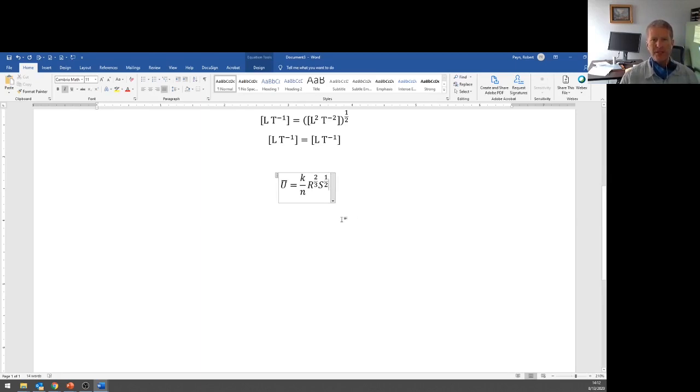So that's Manning's equation. Again, the idea here is to go through a dimensional analysis. That K is going to be dimensionless, so we can put in square brackets and put a 1 there. That N is also dimensionless. Put in a 1 there. That radius, and I'm going to leave that power there, so what I want to do is put in parentheses here.